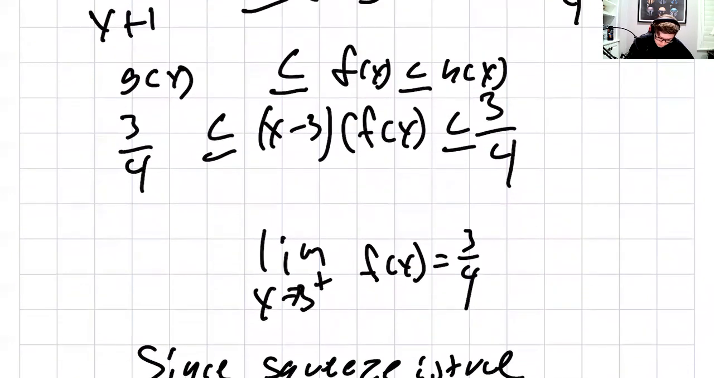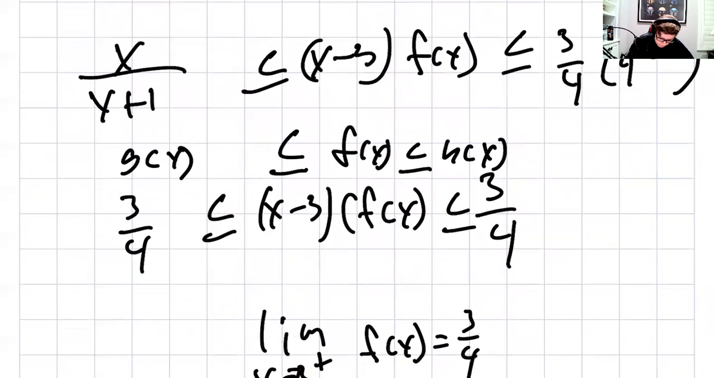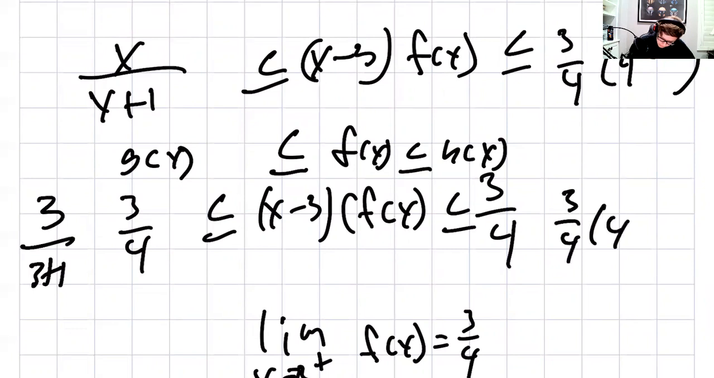then your limit is equal to the limit of f of x. So since each side over here, when we plug in 3 to both of these, you have 3 over 3 plus 1, which is equal to 3/4, and you have 3/4 times 4 to the 4 minus 3, which is 4 to the first.